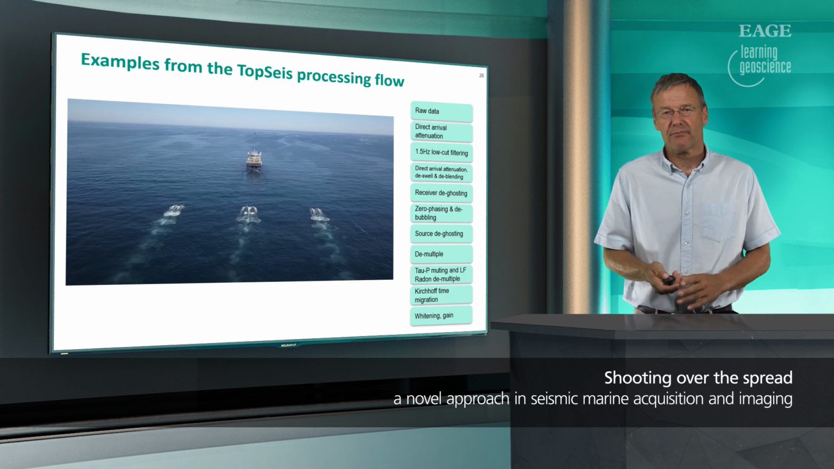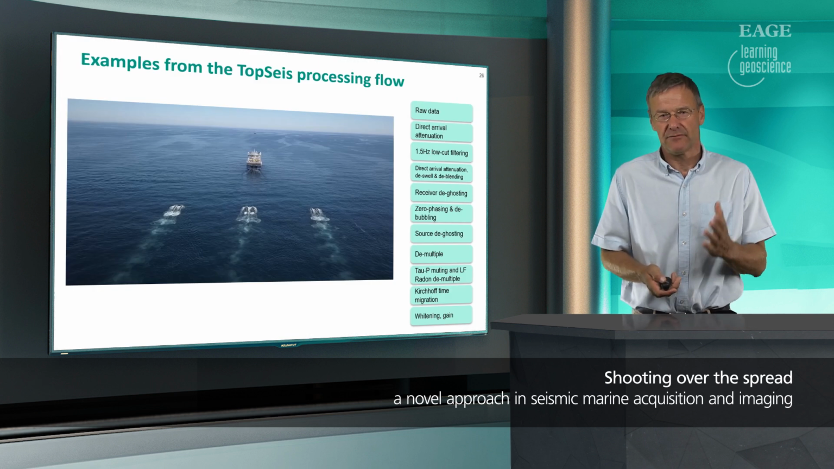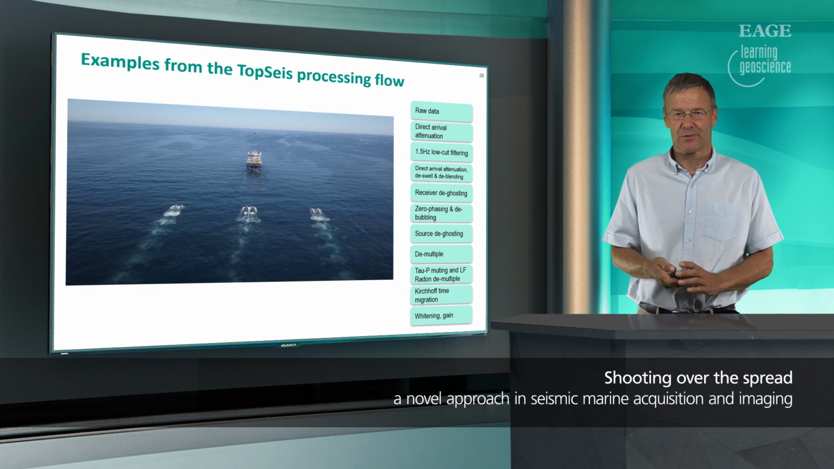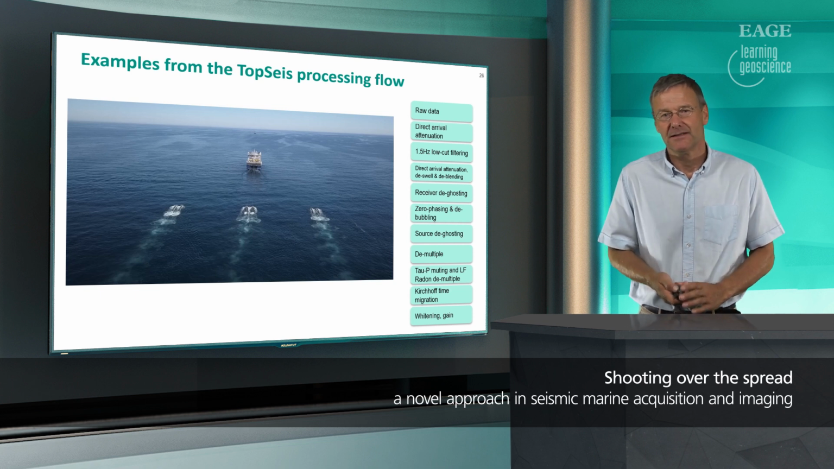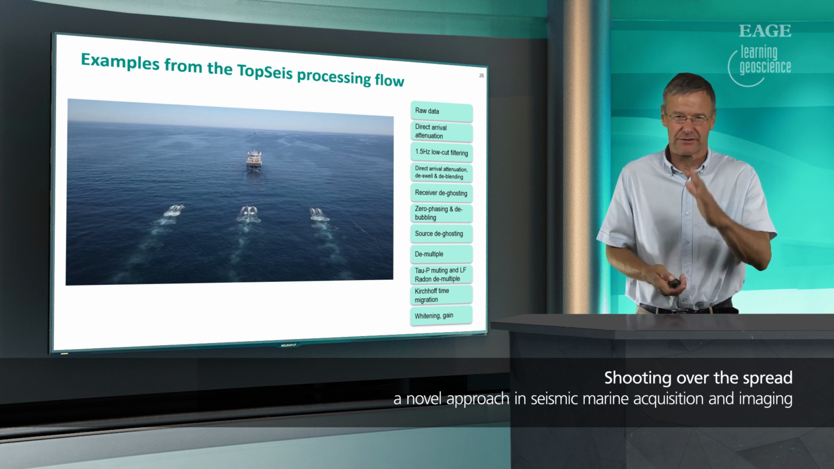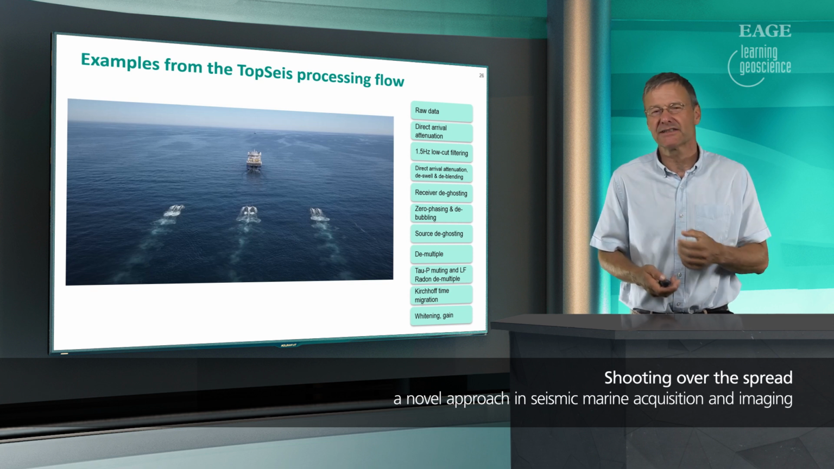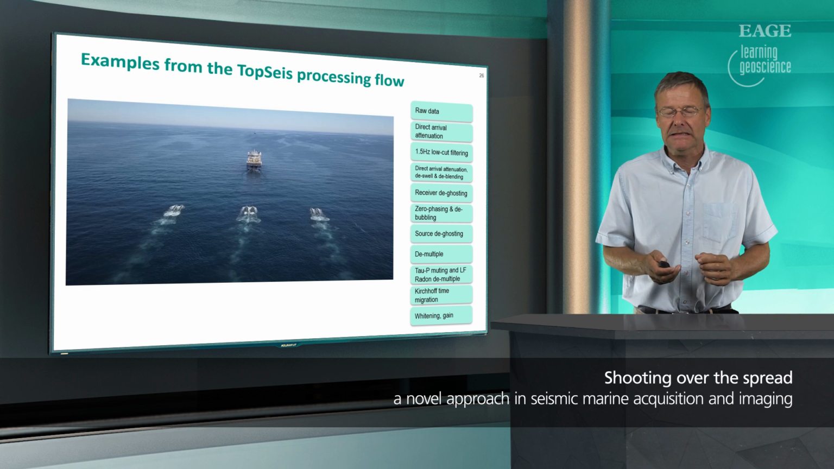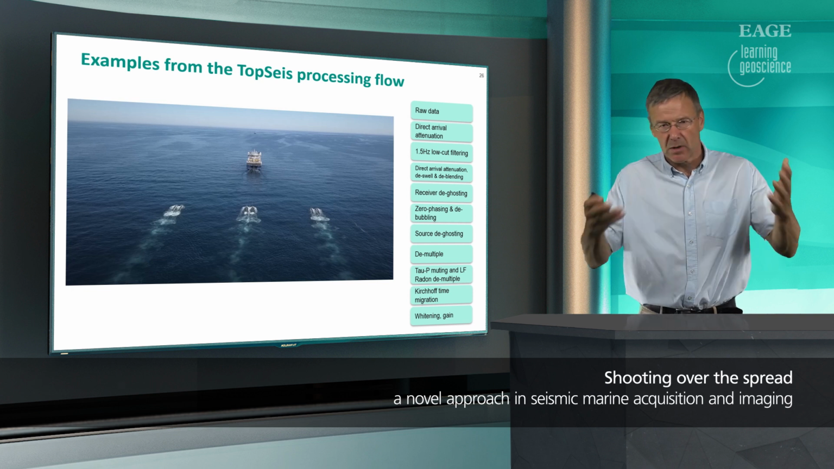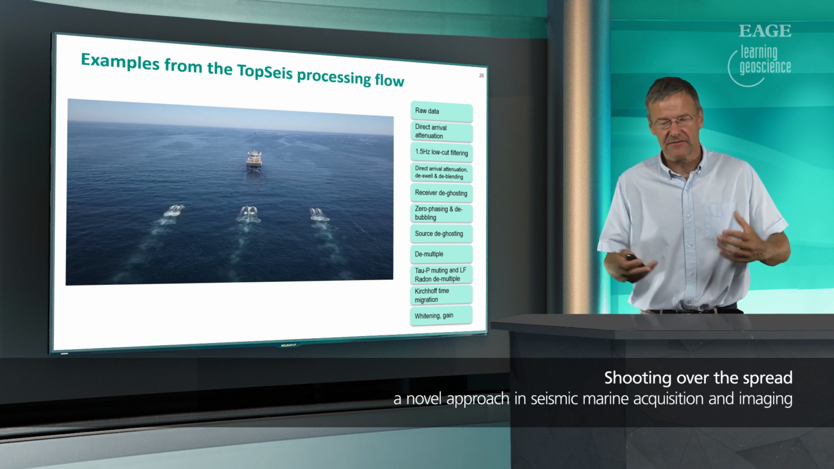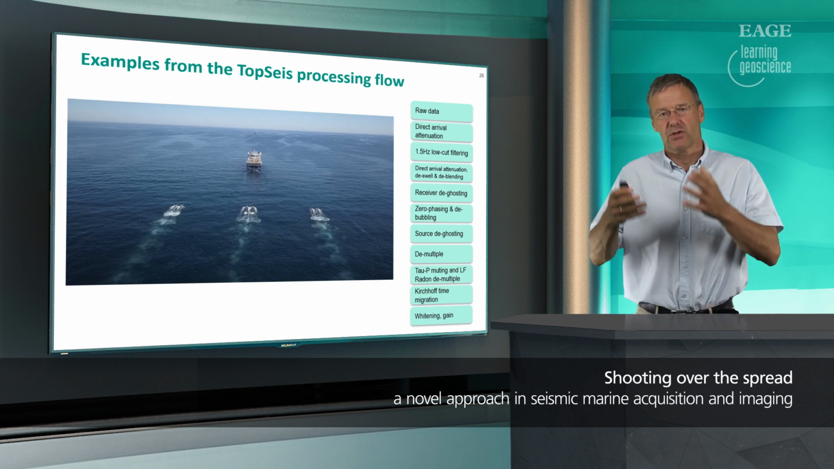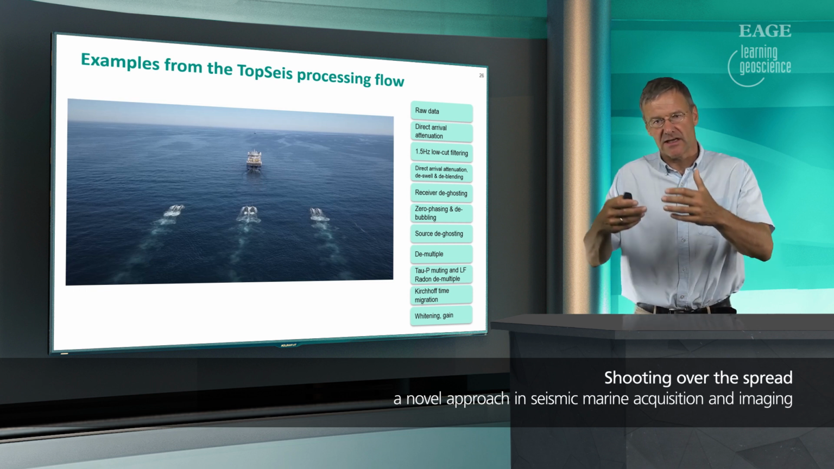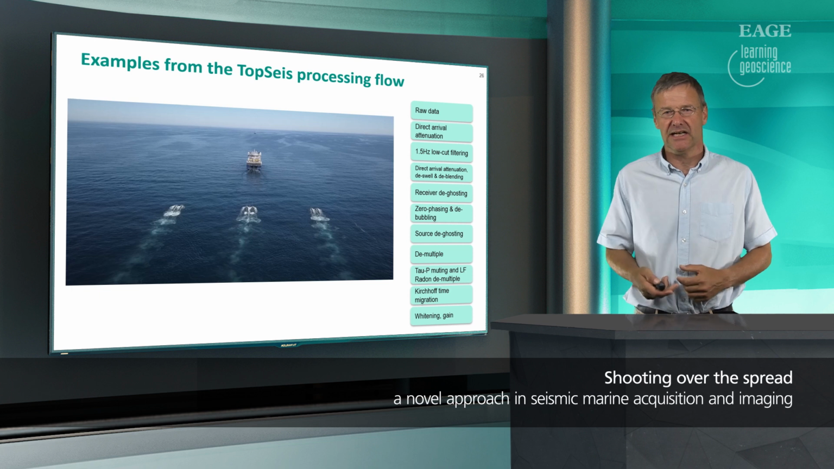But we're going to look first at some examples from the processing flow of TopSeis. On the right here is the processing flow. We're not going to go into detail on that, but the processing essentially means that you're taking data that are not very good initially in terms of noise and multiples and ghosts and all of that stuff, and you're trying to work with it, process it, and image it to get a good image in the end.